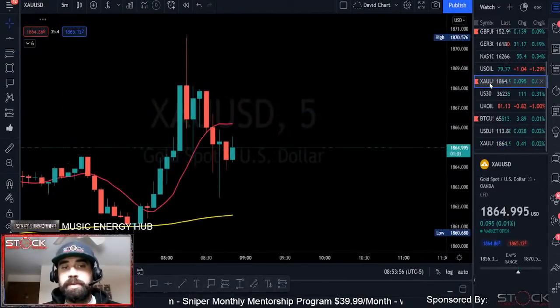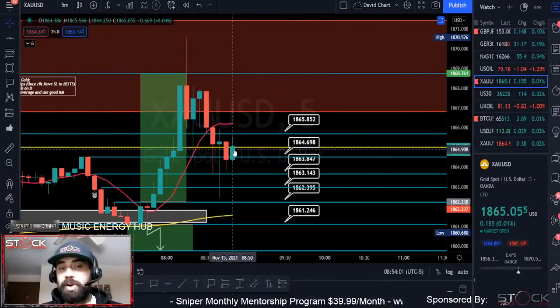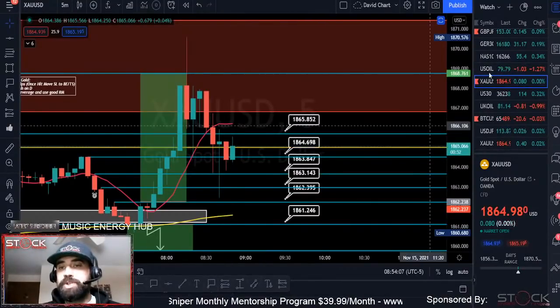gold. Still at around that 1865, guys. They're drawn to that higher time frame support and resistance. This yellow line, 1865, okay? And then we'll check out our oil.